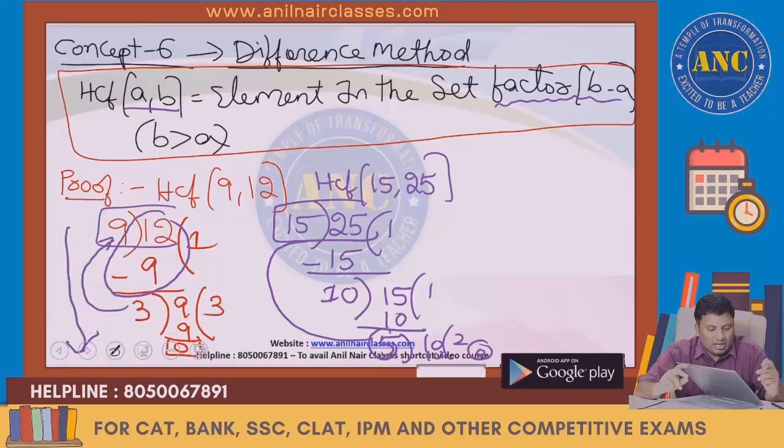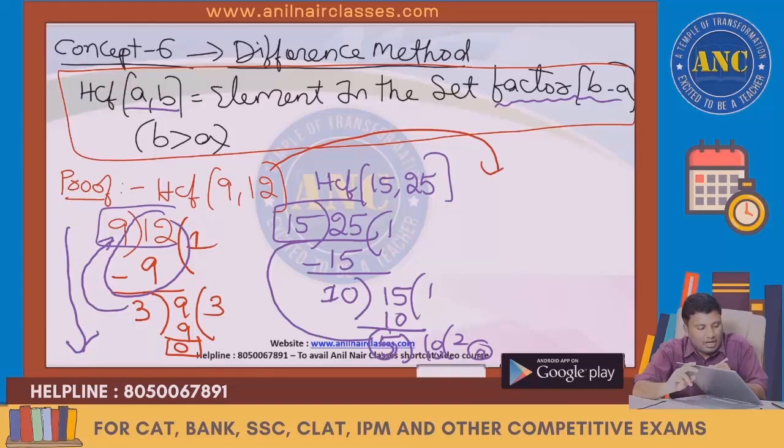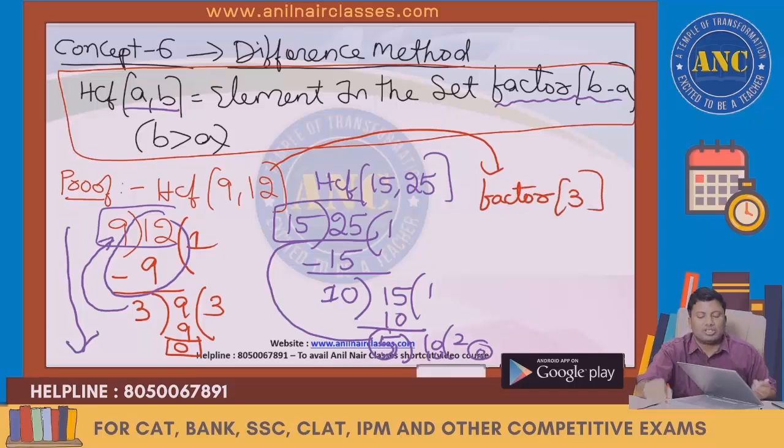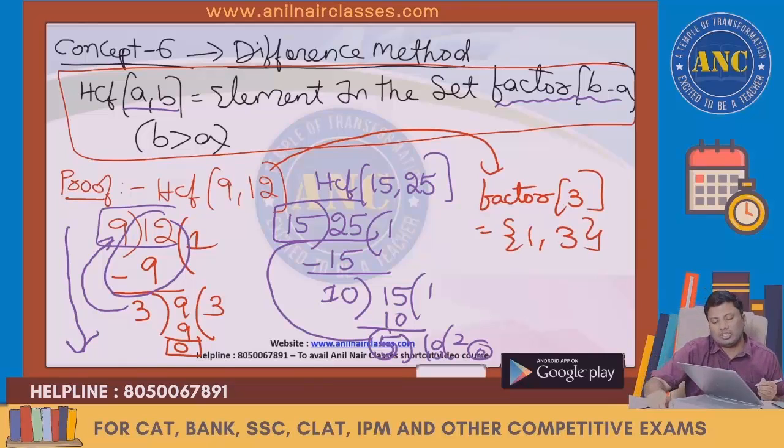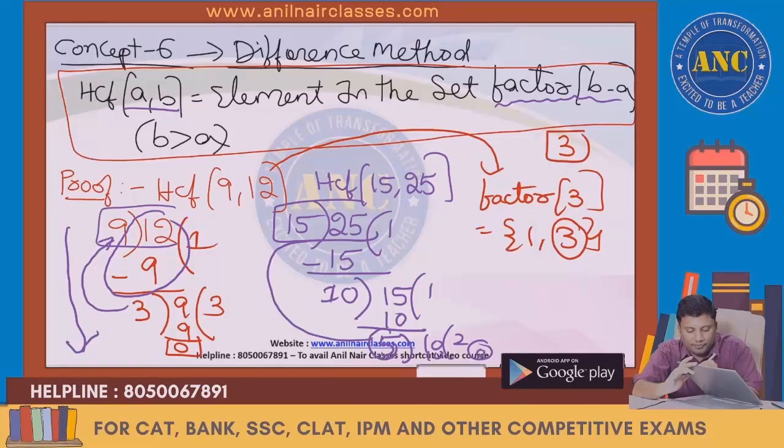What is the horizontal concept? HCF of 9 comma 12. The answer is an element in the set of factors of their difference. Factors of 12 minus 9, which is 3. What are the factors of 3? 1 and 3. Check which is the largest number that divides both. 1 will divide. 3 3s are 9, 3 4s are 12. The highest is 3.